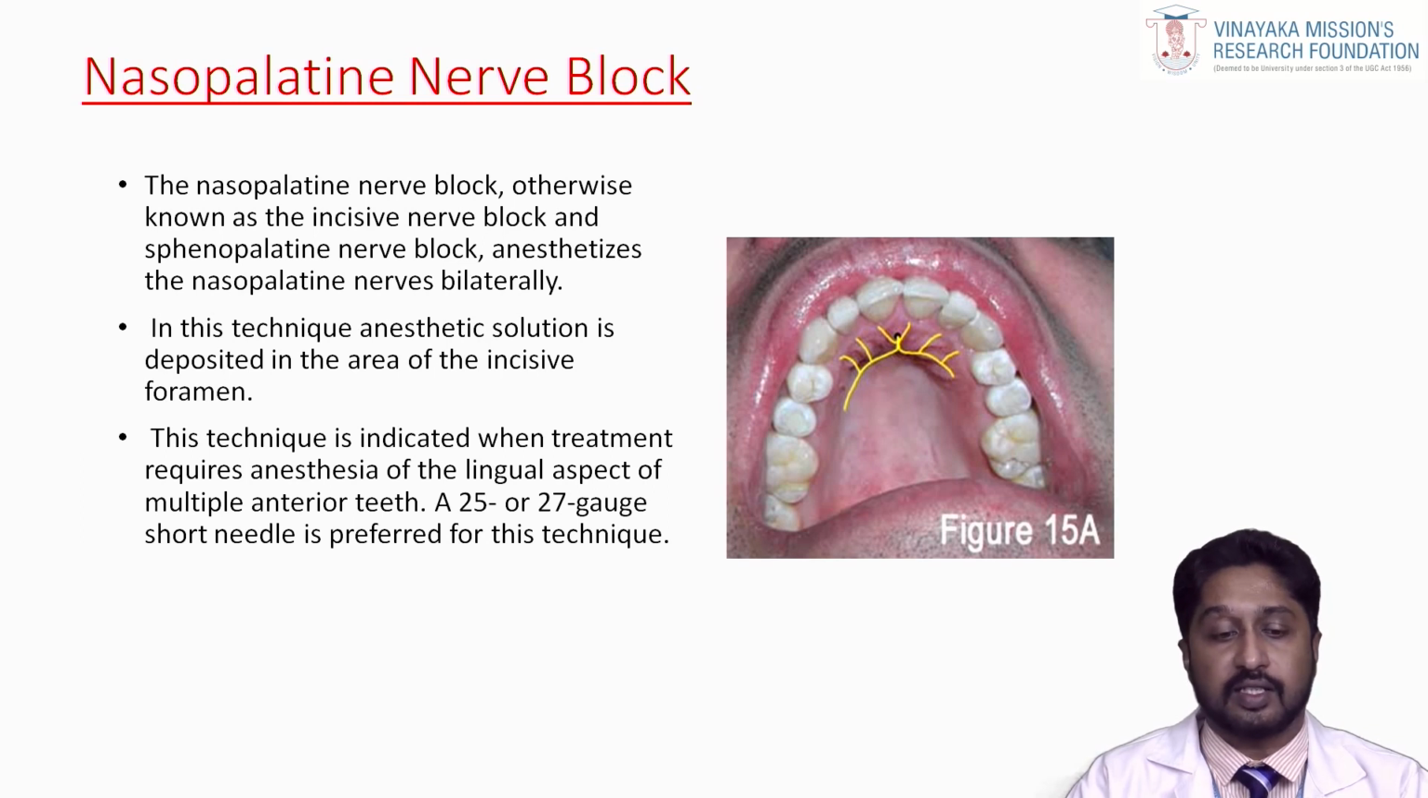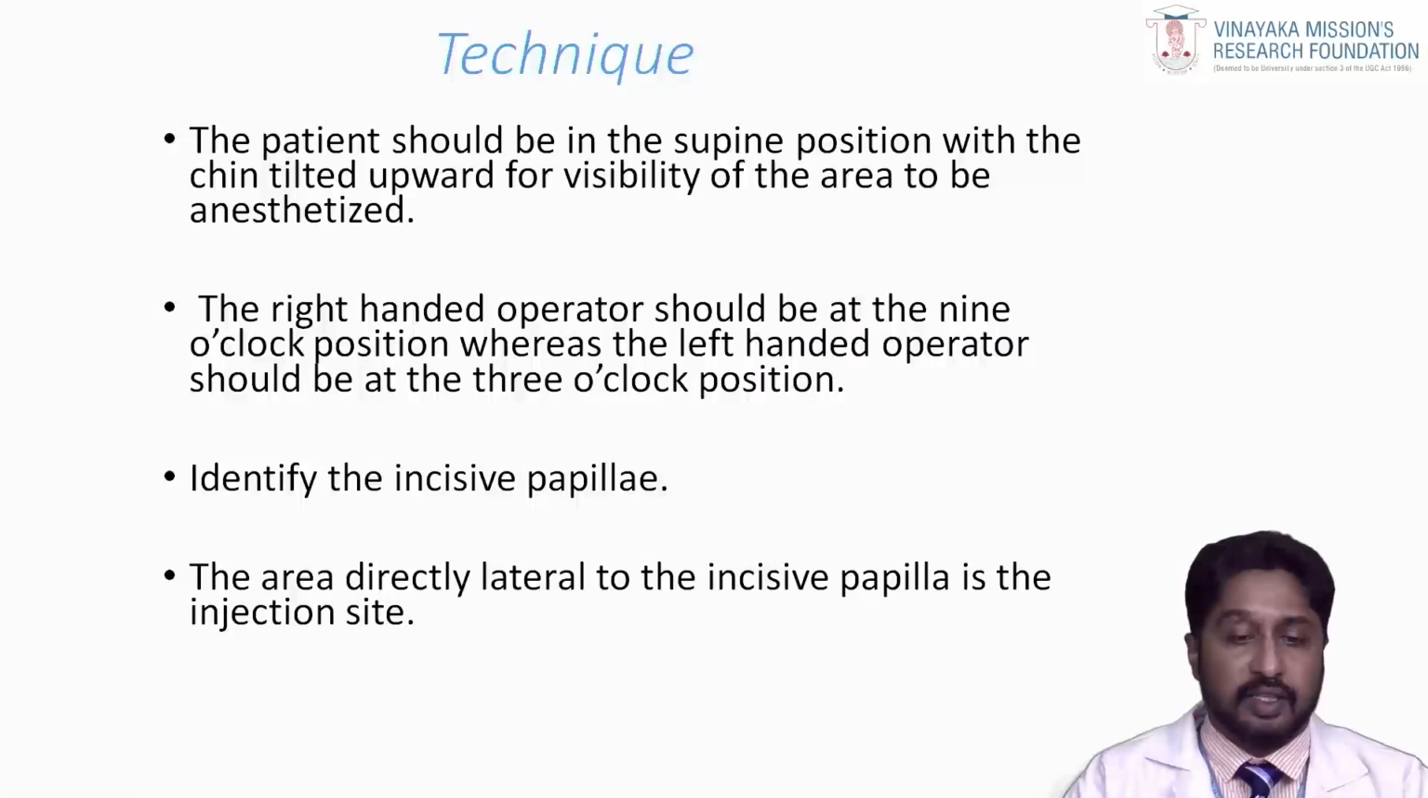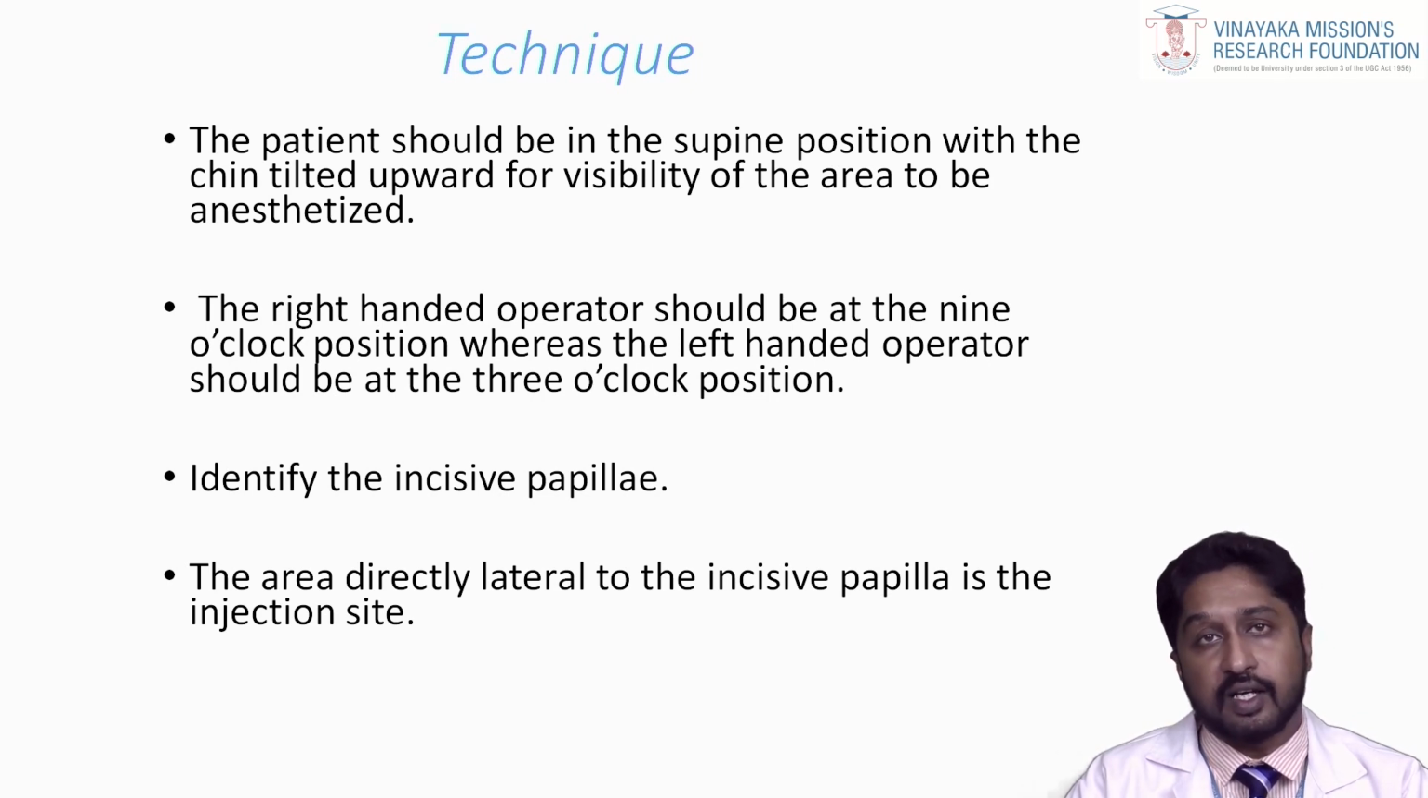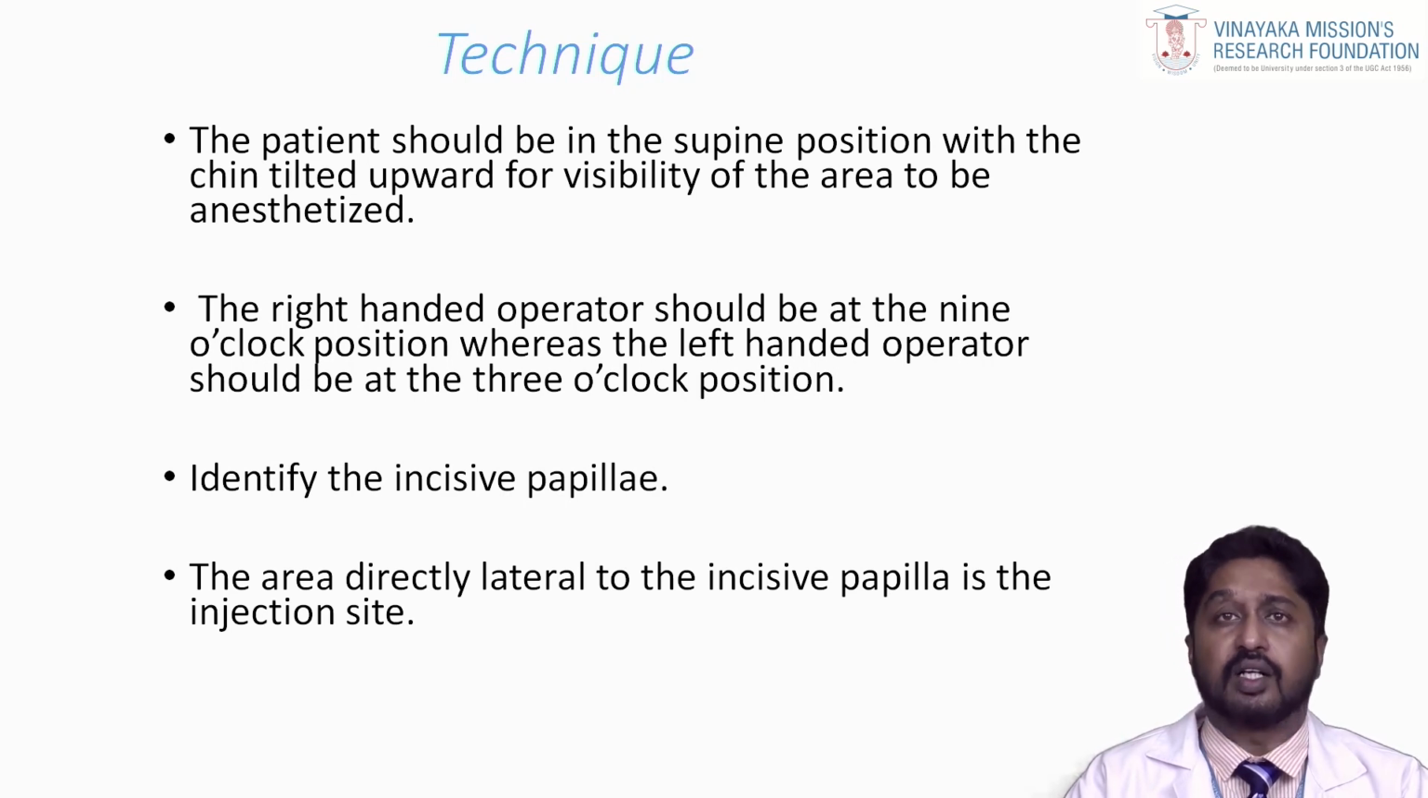In this technique, anesthetic solution is deposited in the area of the incisive foramen. From canine to canine, that is from 1-3 to 2-3, all the teeth will be anesthetized in this nasopalatine nerve block. So how to give this? The technique: the patient should be in a supine position with the chin tilted upwards for visibility of the area to be anesthetized. So you tell the patient to be in the supine position and tilt his head upwards, so you can see this nasopalatine or incisive foramen area.